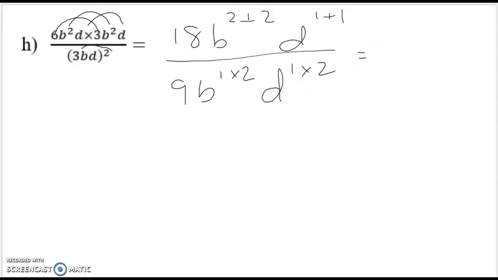Okay, so now I'm going to have 18. B is going to be the 4.